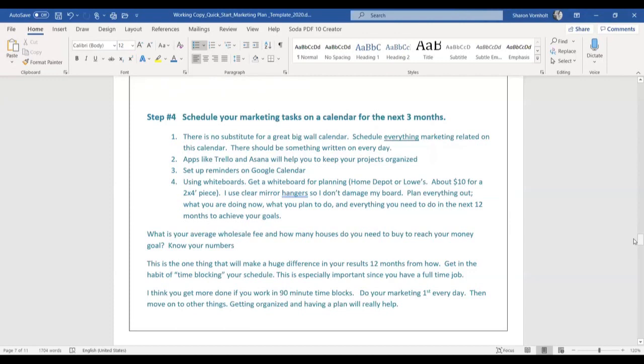The last thing here that has to do with marketing is that I love whiteboards. I love to go to Home Depot or Lowe's and get a big sheet of whiteboard. Runs about $10 and mount it on the wall with those mirror hangers. And plan everything out. And you can put a square in the center of that whiteboard.